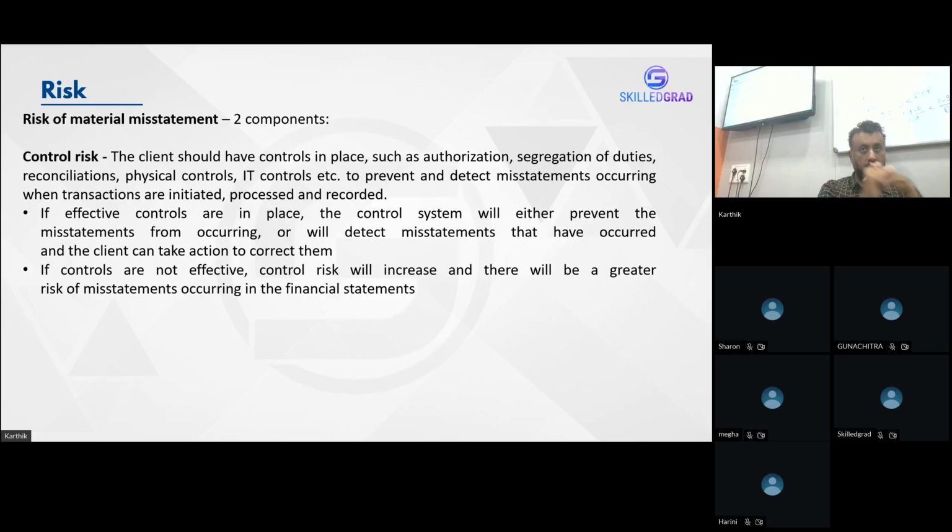Segregation of duty means work should be split up between people. Reconciliation: bank reconciliation, supplier reconciliation, customer reconciliation. Let's say I have 100 customers; the closing balances of the 100 customers should match the total receivable balance in the balance sheet. Otherwise it's not reconciled. Physical control is for assets, and IT controls are things like password protection. If everything is proper, when you process a transaction, any mistake will be caught.